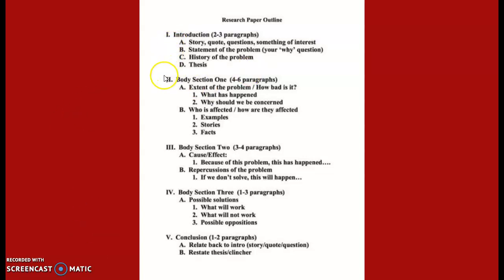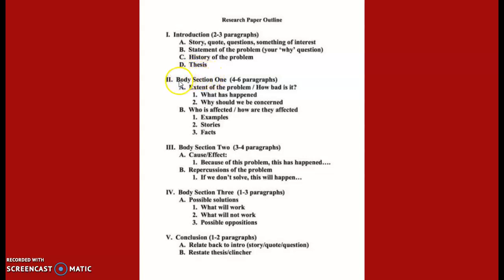It should have your Roman numerals out to the side as so, with your introduction. This is just your first paragraph. Ignore this 2 to 3 paragraphs. Your introduction should be 1 paragraph, and it should go something like this: your quote or something interesting as your first sentence. Second sentence, a statement of what is your problem, why. Tell me a little bit about the problem, because you have to assume that your reader knows nothing about whatever your topic is. And your thesis statement should be at the end of that first paragraph.